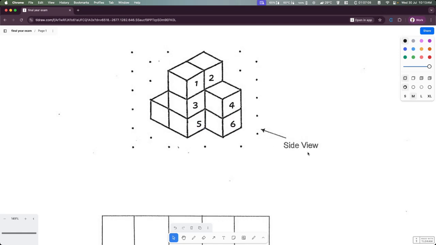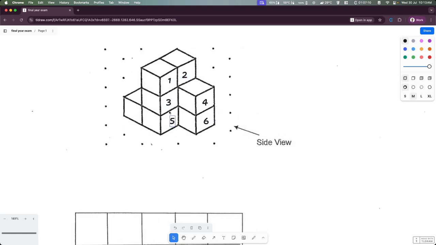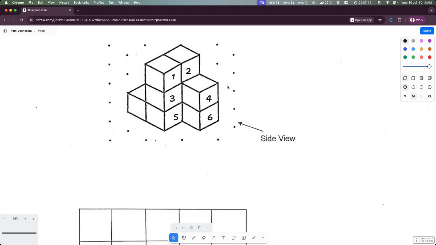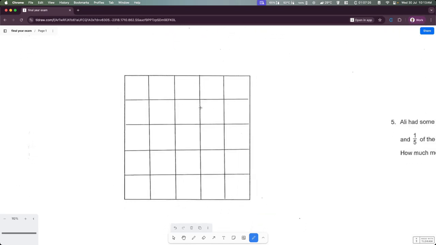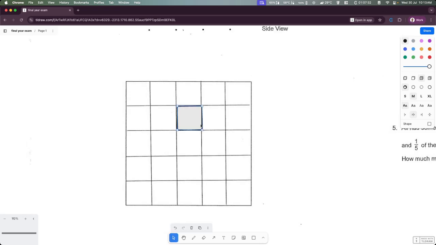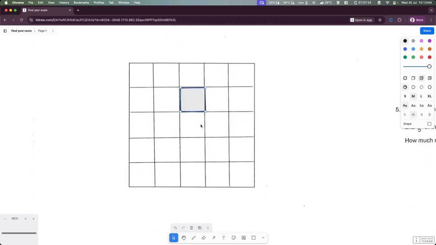So the side view is essentially having only 6 squares, but how is it going to be arranged? Since this whole block is on top, in front of it, that's where it's just a normal rectangle. So what I'm going to do is just draw squares or shade squares, that is 2 by 3, 3 by 2.